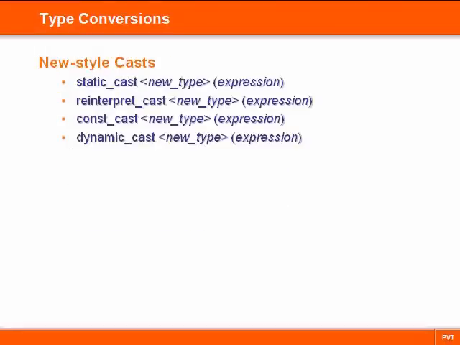The first new style cast we'll look at is the static cast. This one simply performs conversions between compatible types. It is similar but more restrictive than the C-style cast.